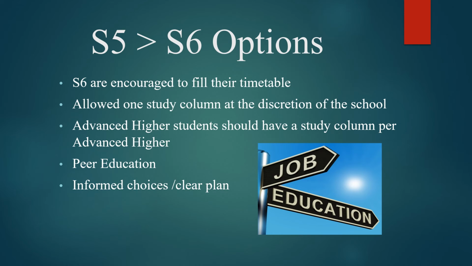So Advanced Higher students should have a study column per Advanced Higher. So if you were doing 2 Advanced Highers, I would only recommend that you do maybe 1 more Higher on top of that. And that's simply because Advanced Highers involve an awful lot of independent work, and you're going to need to have time outwith class to complete that.